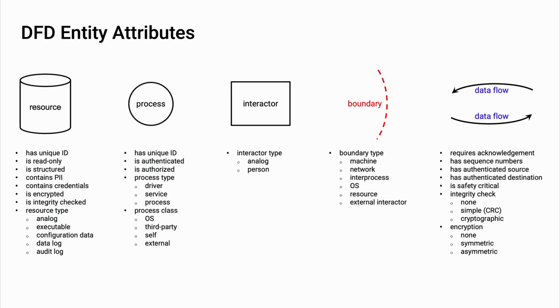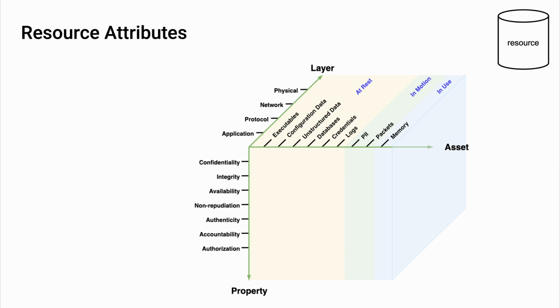Here's the DFD entity attributes diagram and attribute lists from the threat modeling overview video. We'll get into the specifics for each of these, what the attributes are, and why we care about them. For our purposes, we'll consider resources as data at rest. This is a fairly gross simplification because a resource could be an external data source. However, from the perspective of the DFD and the threat model, we look at it as if the resource is a static object. Now, within the space of the cybersecurity requirements taxonomy, resources are in the at-rest group of assets.